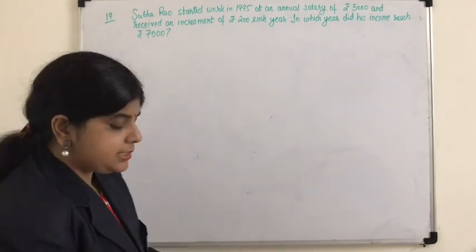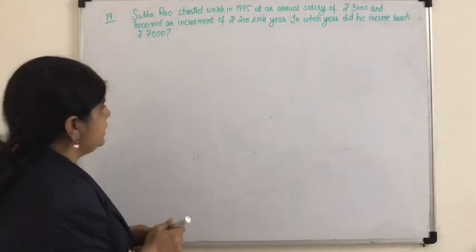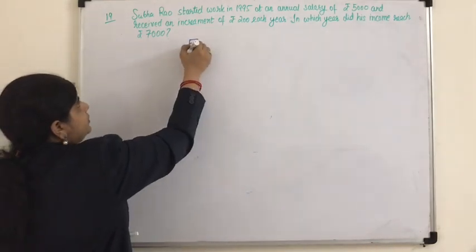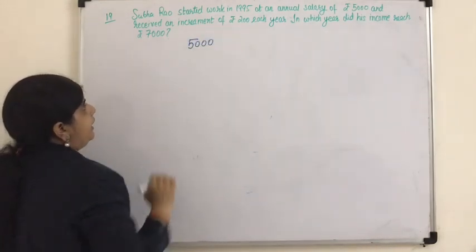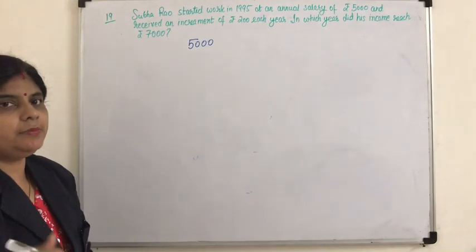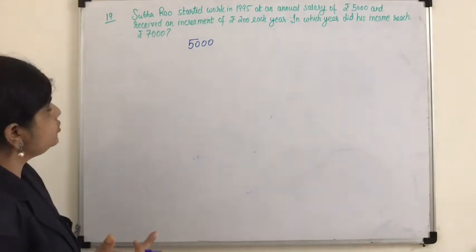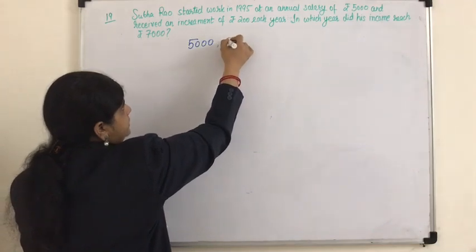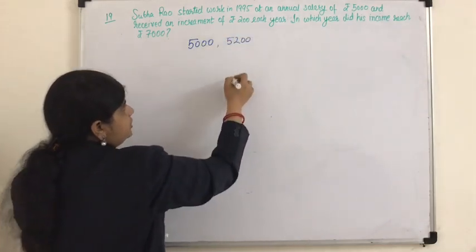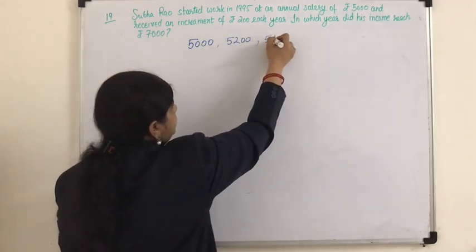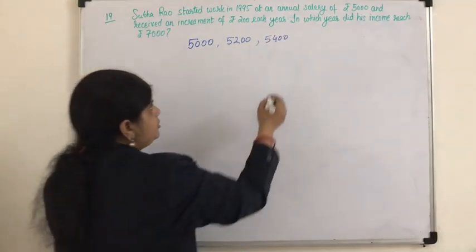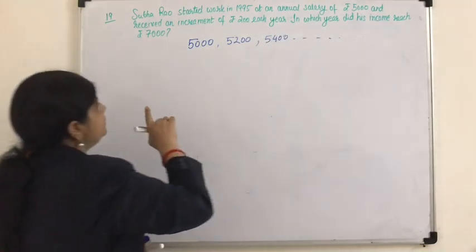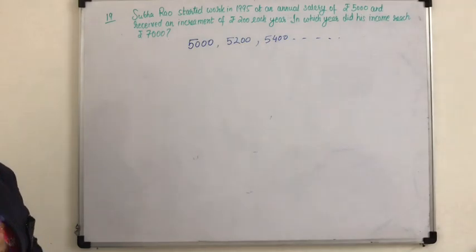What is the starting income we can write? Starting income is rupees 5,000, right? And every year his income is increased by rupees 200. So first will be 5,000 and next term will be 5,200. Next year again it will be increased by 200. In such a way it is done.